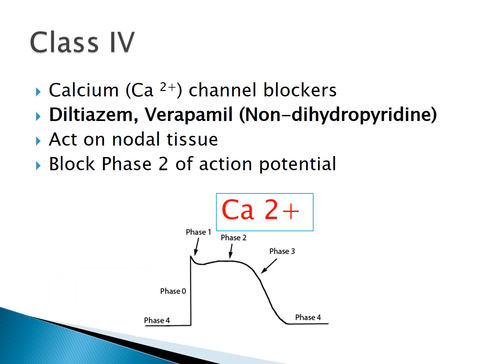Now finally, class 4 is made up of the calcium channel blockers. It only includes the non-dihydropyridines, which are diltiazem and verapamil. Like the beta blockers, they act on nodal tissue, and they block phase 2 of the action potential.